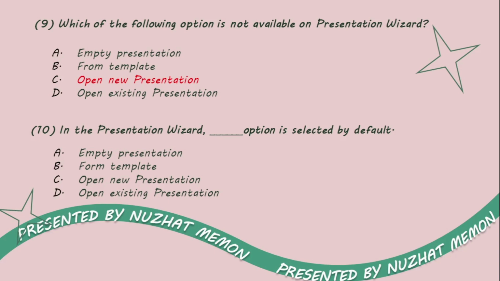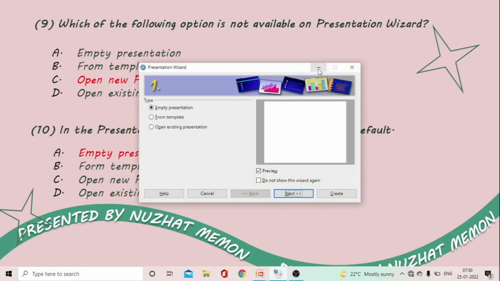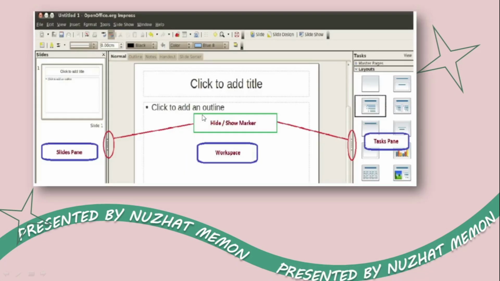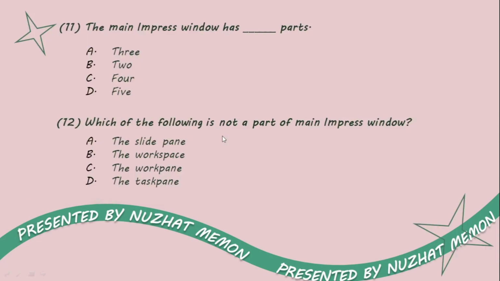Next, 10th, in the presentation wizard, dash option is selected by default. So in the presentation wizard, empty presentation is selected by default. Let me show you here. So here by default this one is selected. Next, so here we are having our interface to Impress. Here there is slides pane, then there is task pane, and these are the hide show markers, and this is our workspace. Let's move forward.